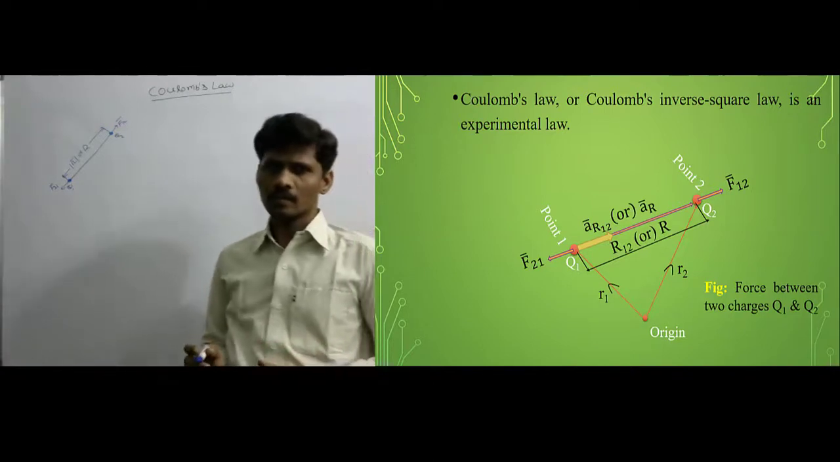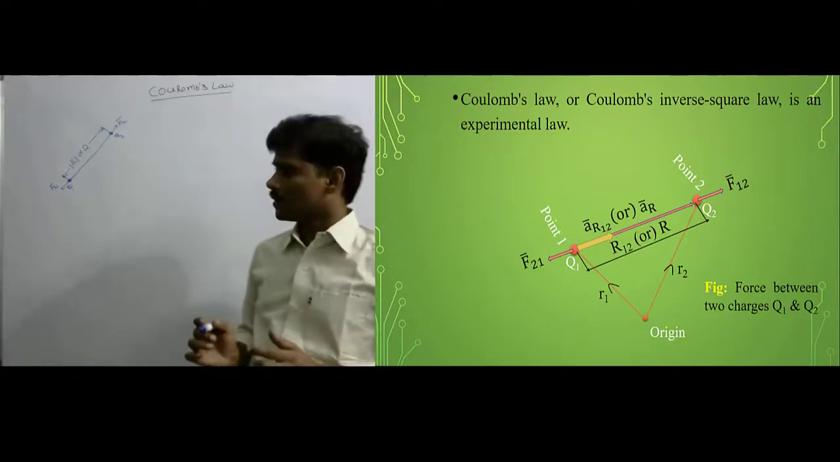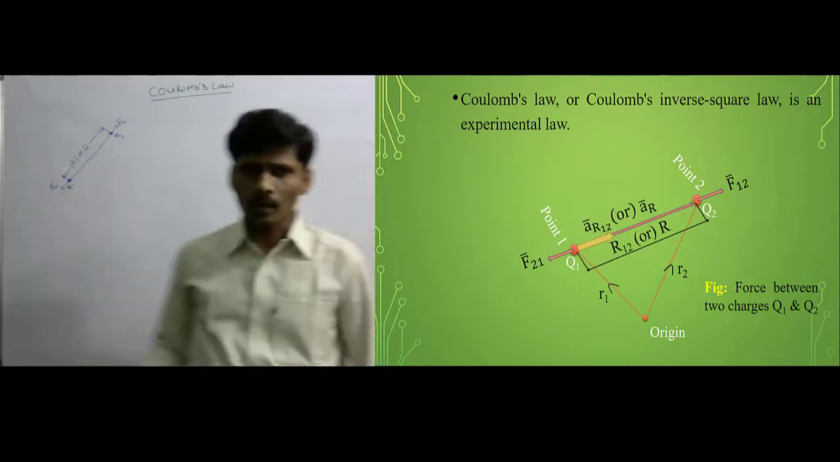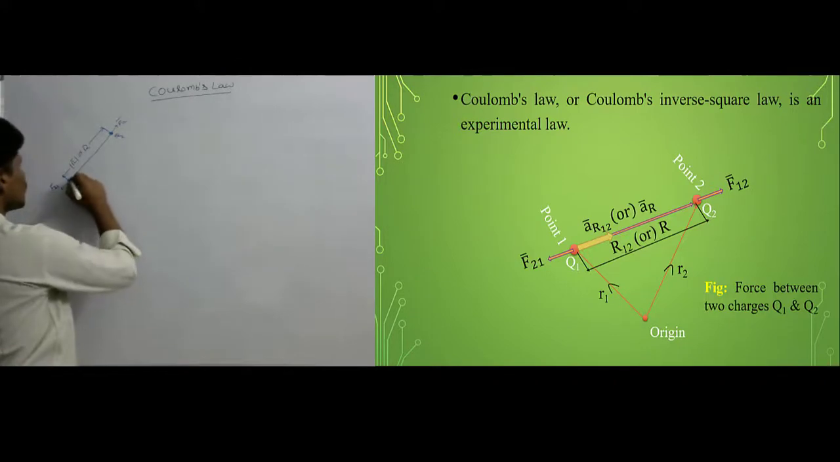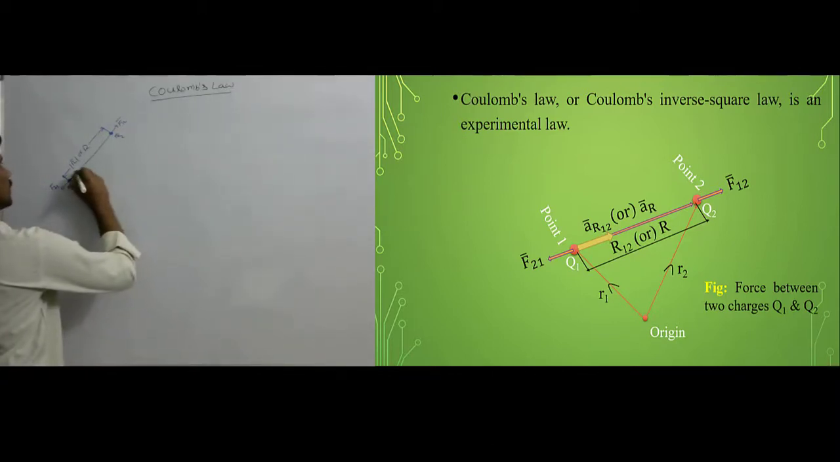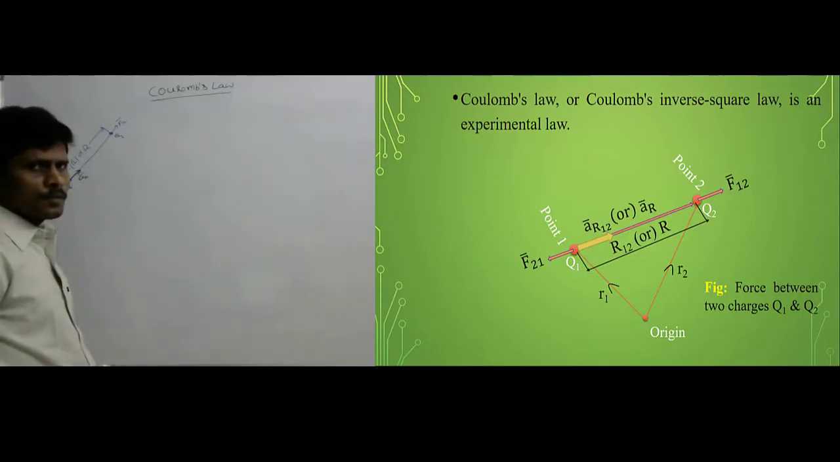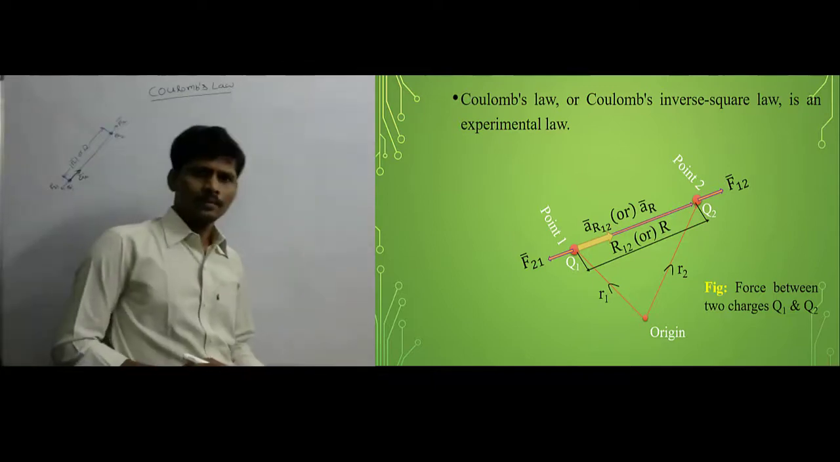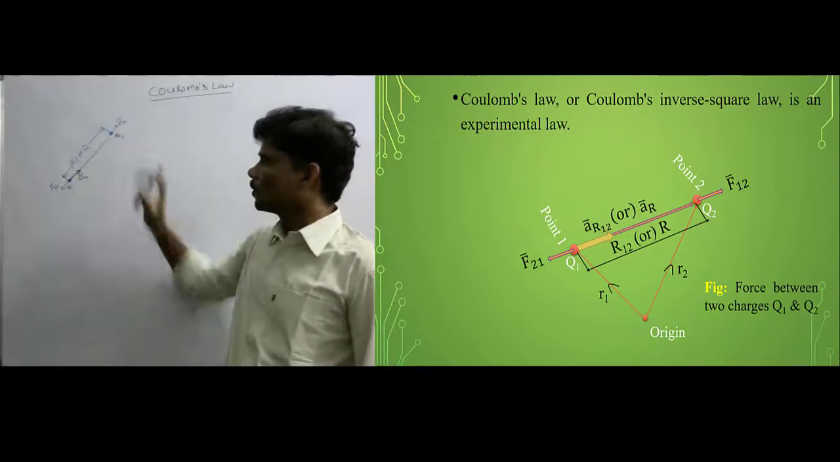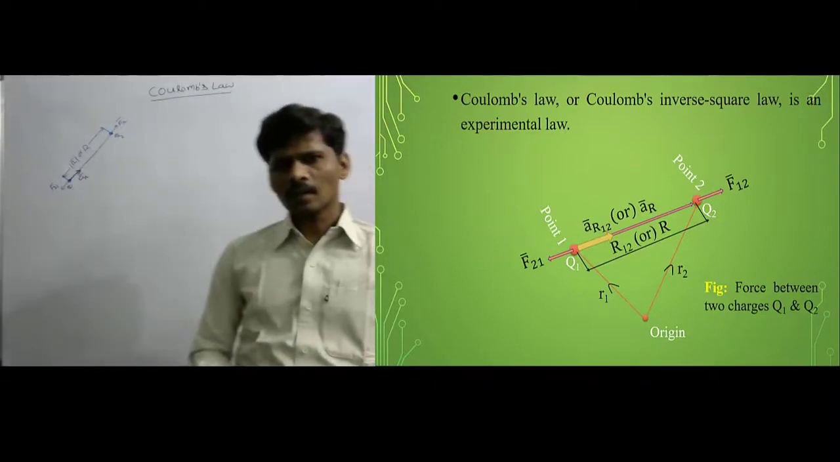Now, in Coulomb's law, determine the force on charge Q2 due to Q1. Along this direction the unit vector is A suffix R bar. A suffix R bar is the unit vector directed from charge Q1 to charge Q2.